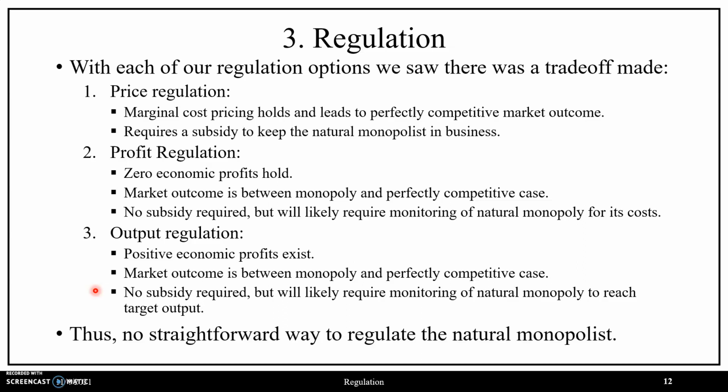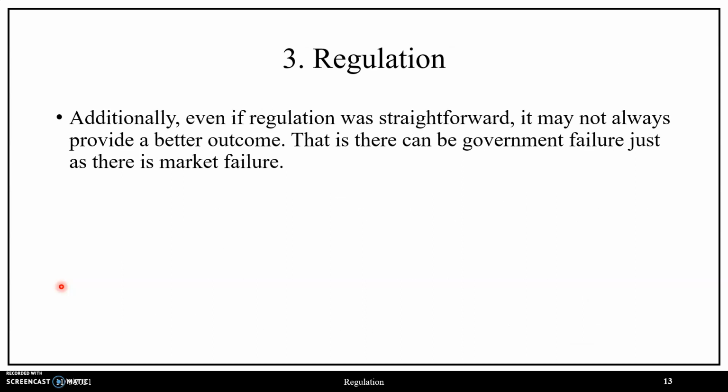So with that in mind, there's no straightforward way to regulate a natural monopolist, in that if we want an efficient outcome in the market to replicate the perfectly competitive market structure, we have to deal with paying the natural monopolist a subsidy. If we would like to pursue the other options, we have somewhere between the perfectly competitive and monopoly market structure cases, and we still have some sort of market failure existing in the marketplace.